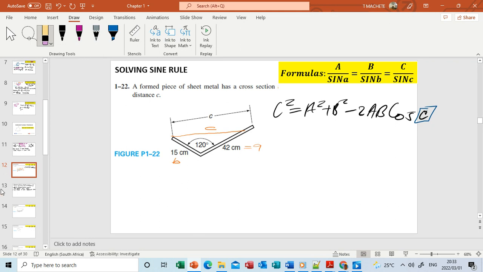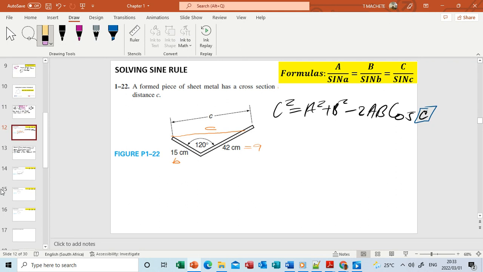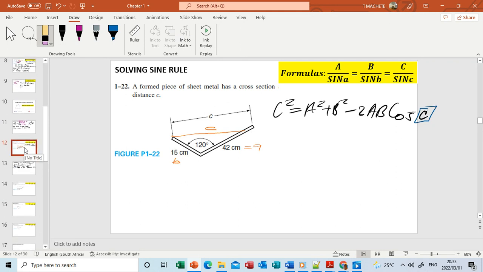Let me add more paper. I will need more papers. Let me duplicate. I want to erase everything that is here. So, guys, let's solve this problem.